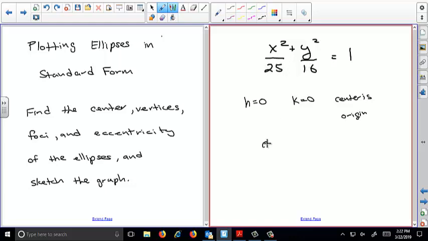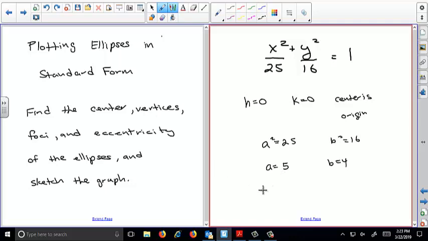Okay. Now this is the larger term. So we're going to call a squared 25, and b squared is equal to 16. So a is 5 and b is 4. Those are the lengths from the center to the vertices of the major axis and the minor axis. Now what I think we'll do is we'll plot it, and then we'll find the vertices. Just easier to do that, I think, visually.